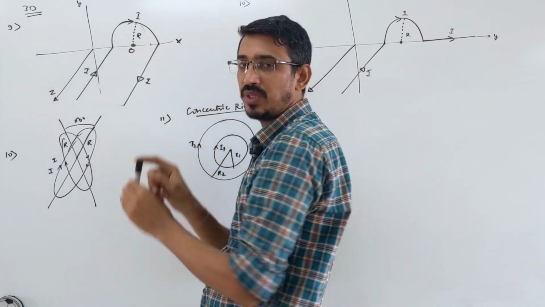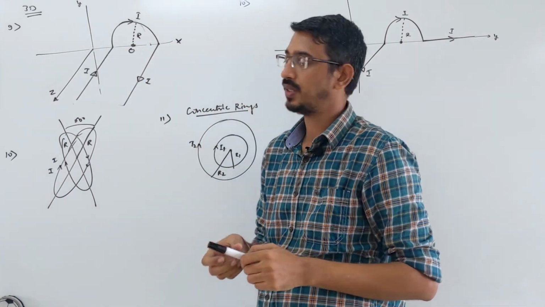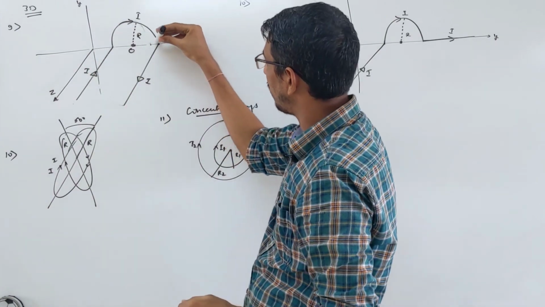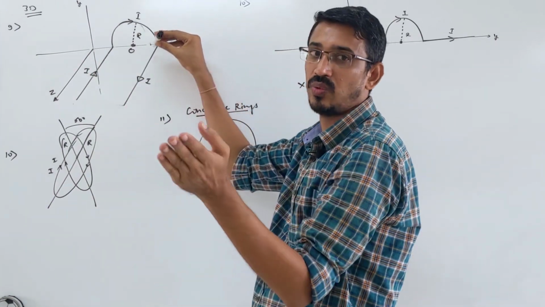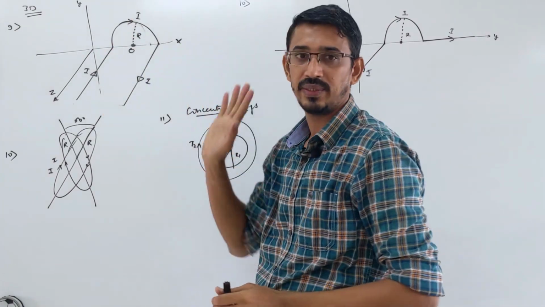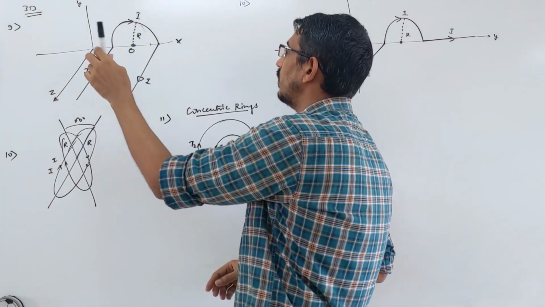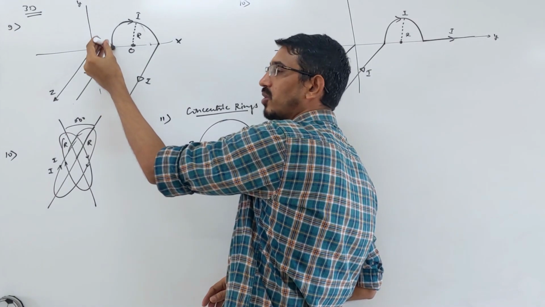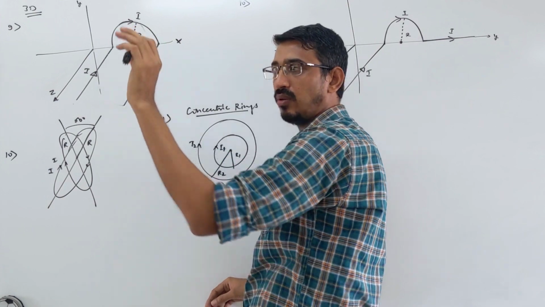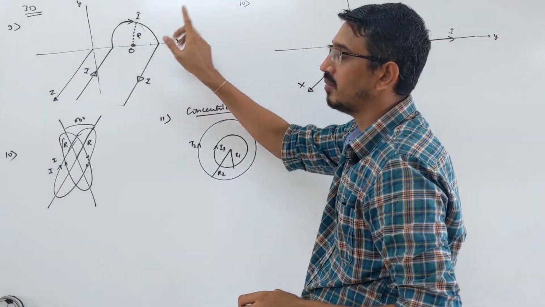Suppose this marker shows the direction of current. This wire is placed like this, with current going inward, and this wire is placed perpendicular to the board like this one, and current is coming outward. The ring is placed on the board itself, in the x-y plane. Correct? So this wire is perpendicular to the board. This wire is also perpendicular to the board, but the current is outward, and the ring is placed on the board itself.